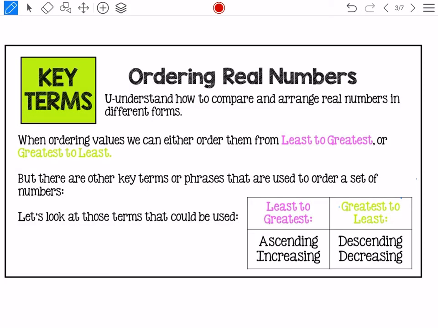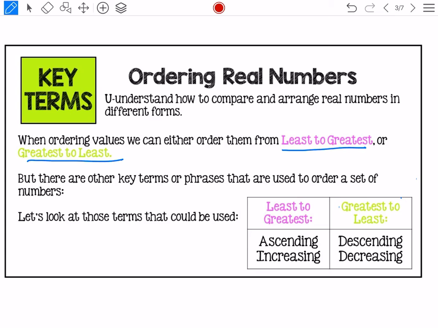So when we're ordering, it's important. We talked about comparing first, because when we're ordering, we need to know which number is bigger and which number is smaller by comparing. Because if we want to order them, and again, normally we order from least to greatest or greatest to least, we need to know which one is bigger or smaller.